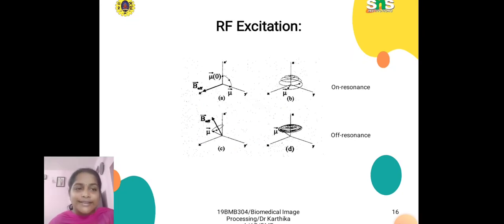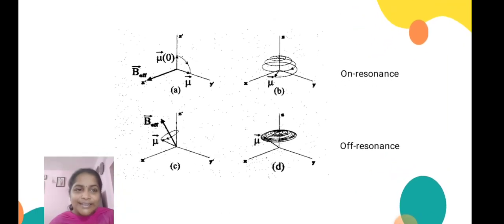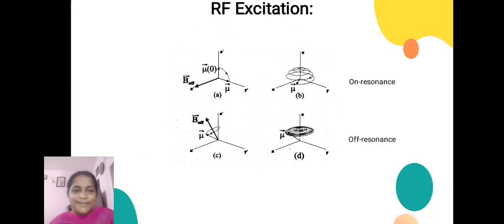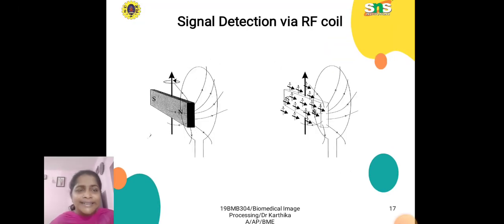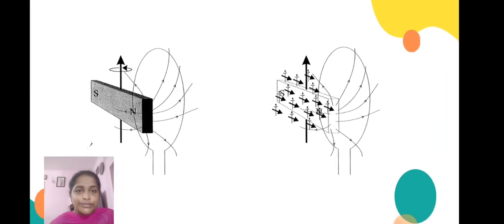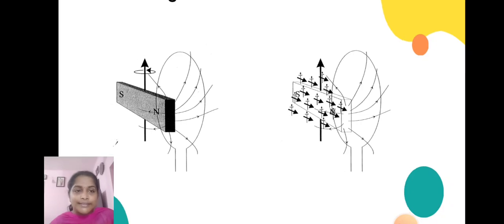Here, see the RF excitation on resonance and off resonance. See how it looks in on resonance and off resonance. In on resonance, it rotates about the main axis. In off resonance, it departs from the ideal condition, but it still has some amount of magnetic field inside the coil. See signal detection via the RF coil. First, when the signal flows into the coil, the coil is excited, a magnetic field is produced, and we can detect the signals.